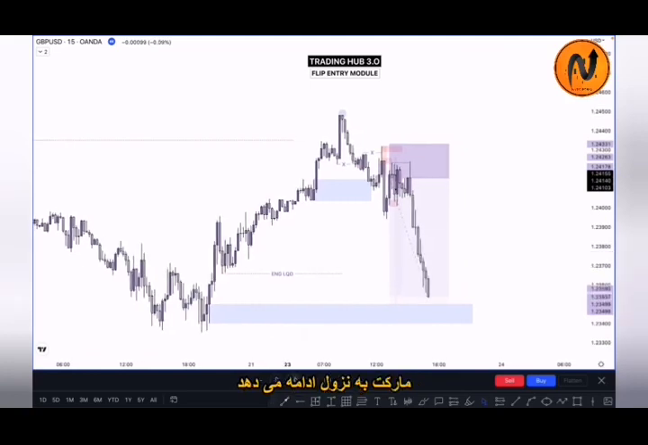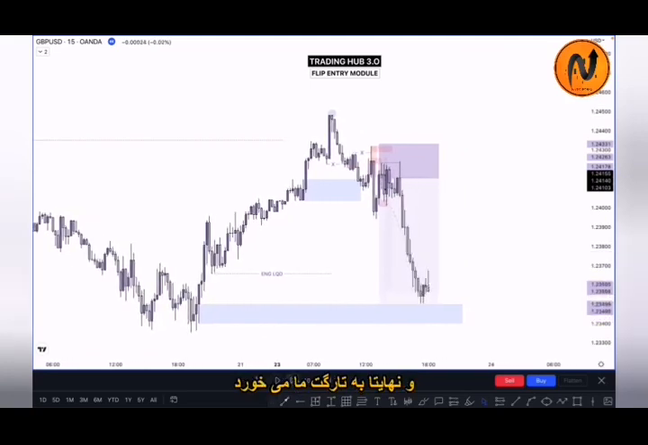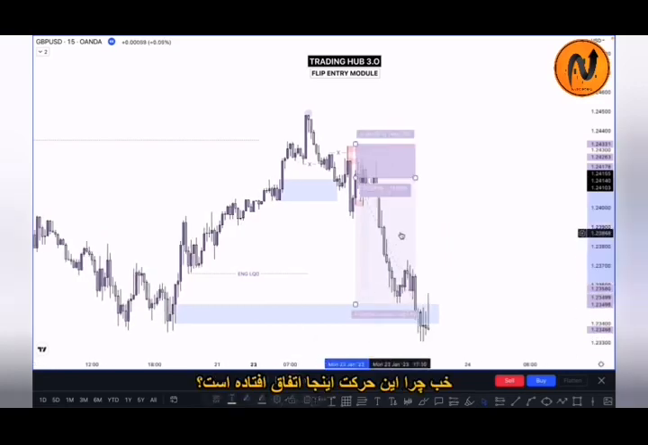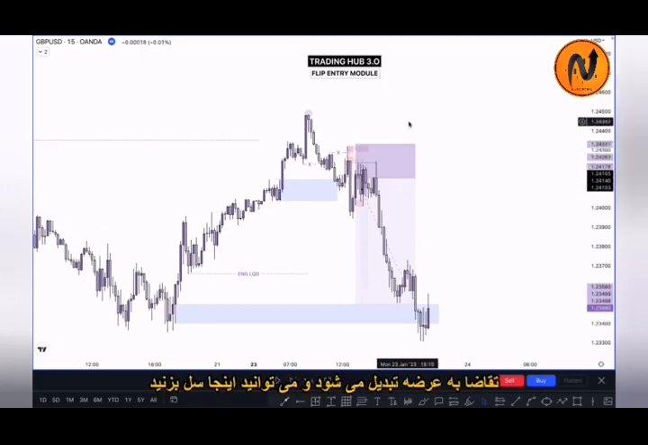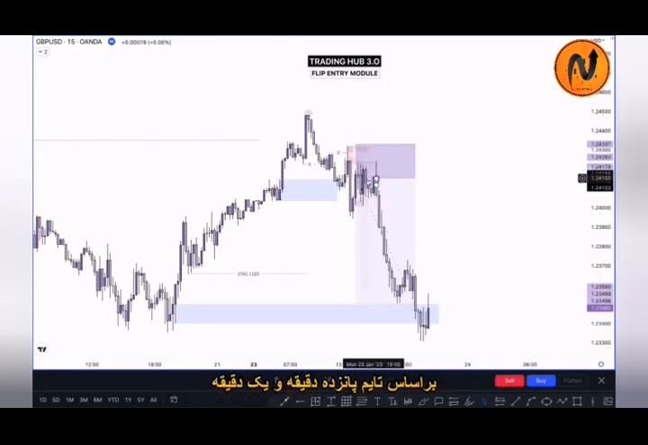The market continued pushing downside, and finally the market hit our target point, right? So why did this move happen here? Okay, because the market tapped on your order block, and this one is our demand, and demand converted into supply. You can sell here based on the 15-minute and based on the 1 minute time frame.